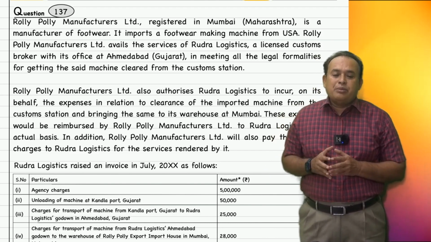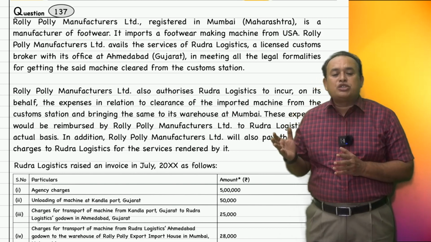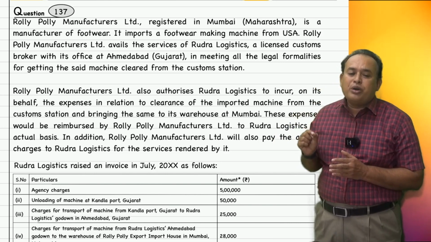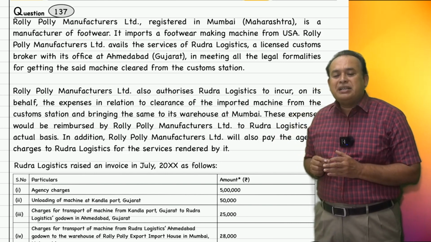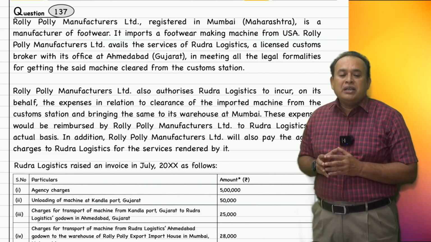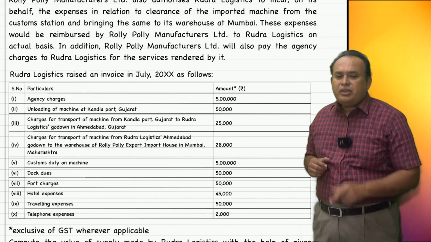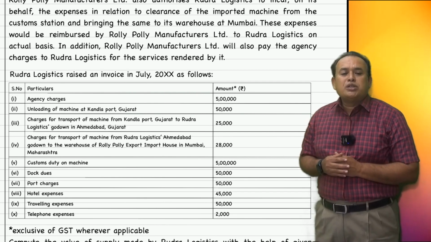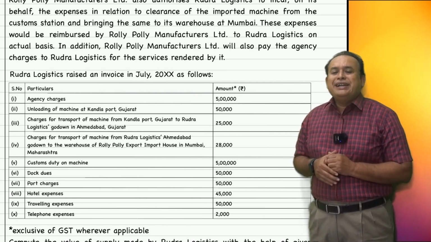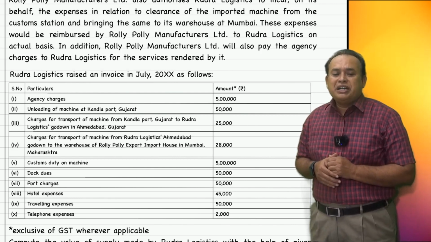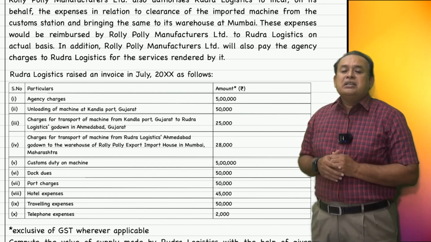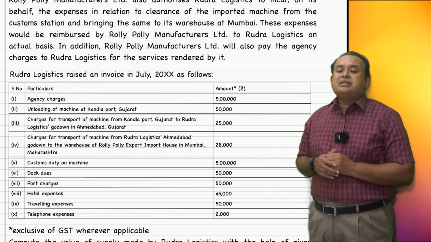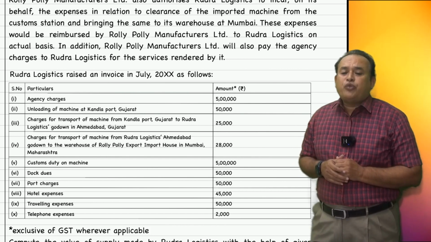Roly-Poly Manufacturers Limited also authorizes Rudra Logistics to incur on its behalf the expenses in relation to clearance of the imported machine from the customs station and bringing the same to its warehouse at Mumbai. These expenses would be reimbursed by Roly-Poly Manufacturers Limited to Rudra Logistics on actual basis. In addition, Roly-Poly Manufacturers Limited will also pay the agency charges to Rudra Logistics for the service rendered by it. Rudra Logistics raised an invoice in July as follows.